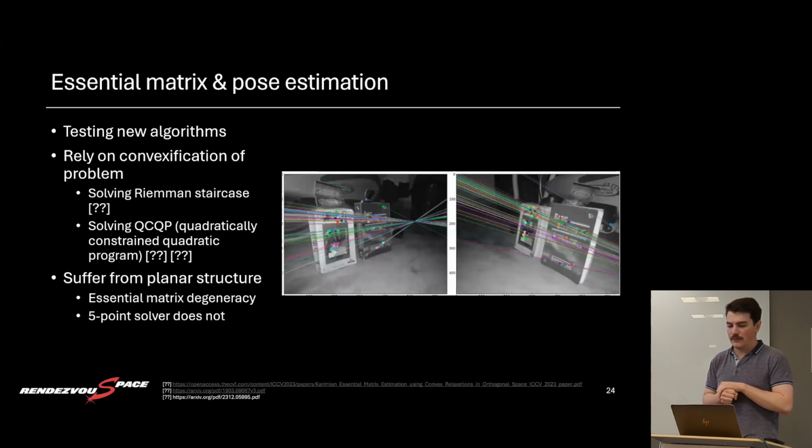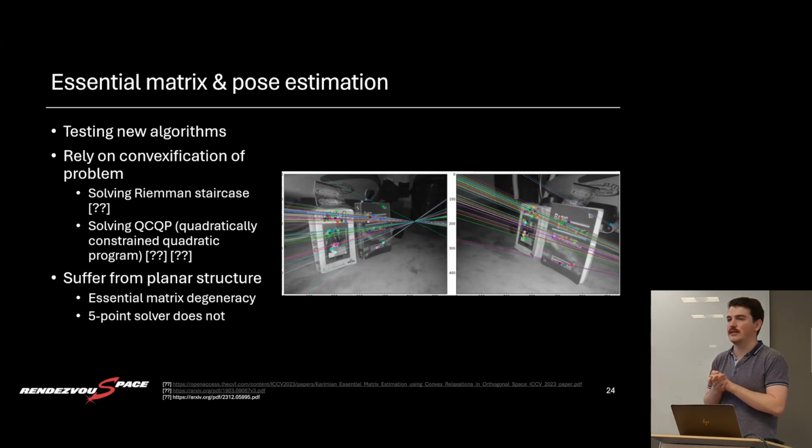So let's look at new ways to estimate the essential matrix. Mostly how they do this is by convexifying the problem. They have different ways of solving this problem. Unfortunately, it turns out that this algorithm from 2004 is actually really good. It doesn't have this issue of what's called essential matrix degeneracy.